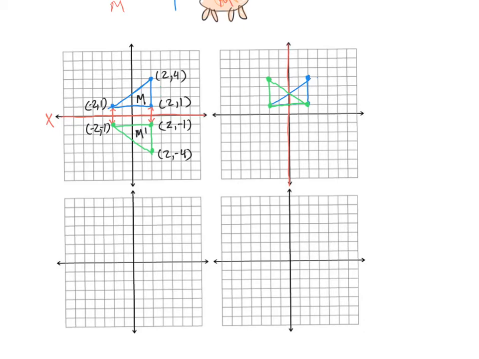And like how when we flip it over the x-axis, the y's change, now we flip over the y-axis, the x's change. So whatever was positive becomes negative. Whatever was negative becomes positive. Let's try one more example here.